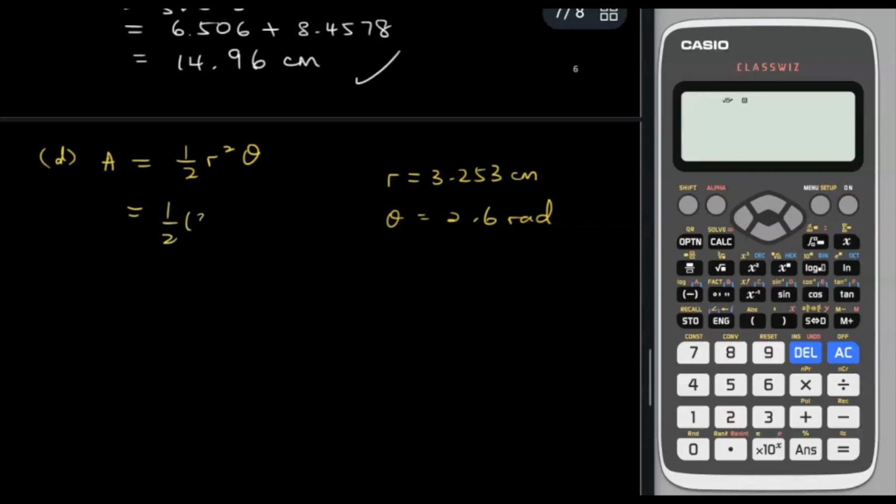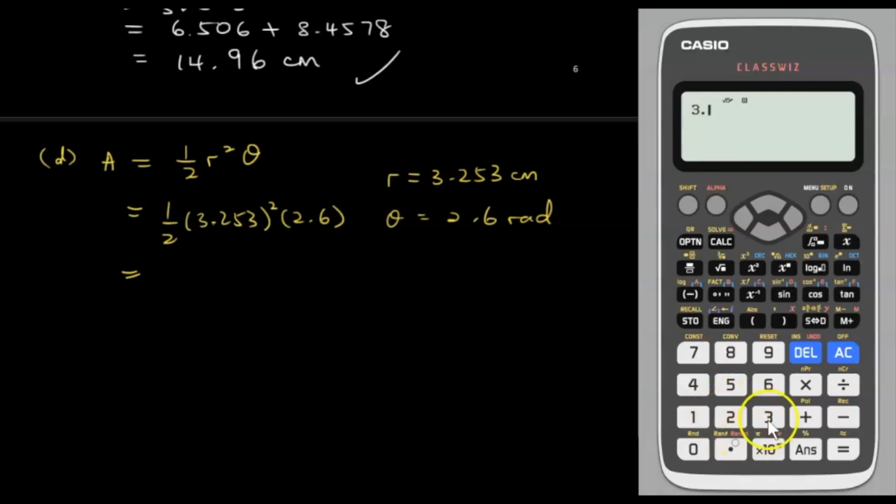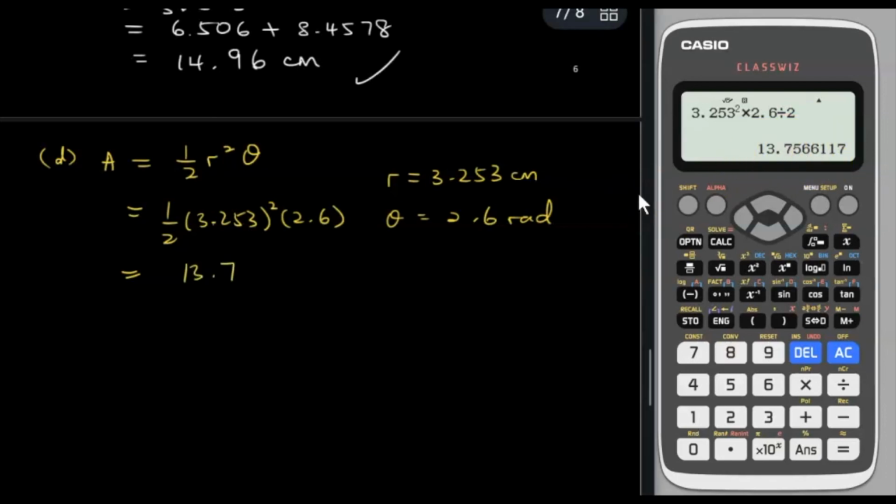So half times 3.253 squared times 2.6. We square 3.253, then times 2.6 and divide by 2. So we get 13.76 rounded to 2 decimal places. The unit is cm squared because it's area.